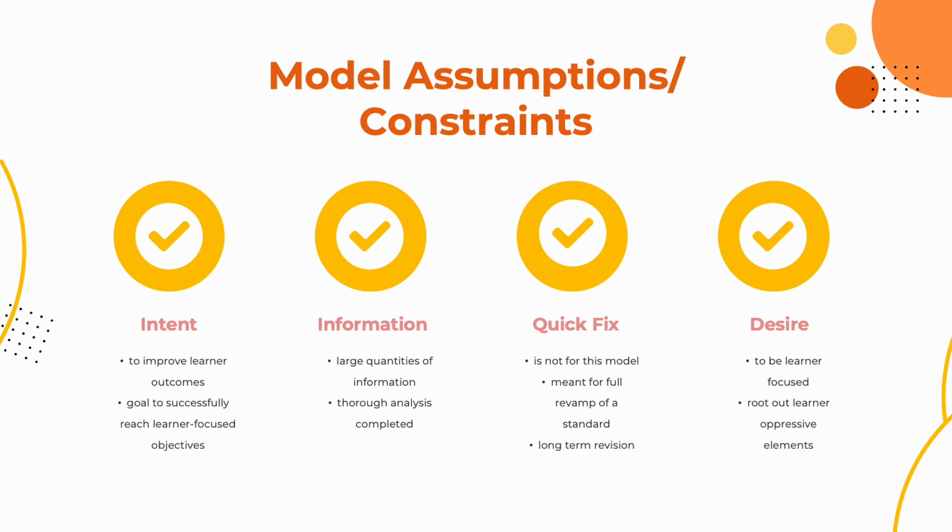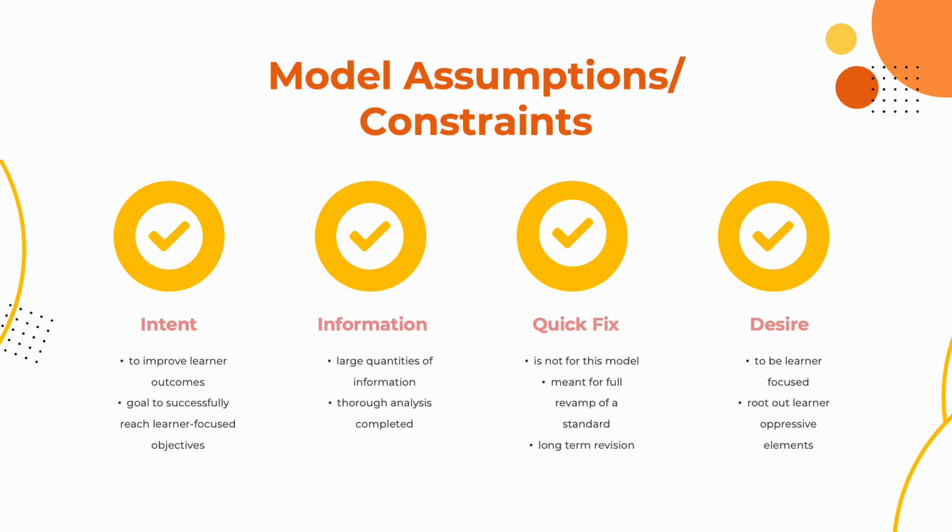This model has four assumptions and or constraints. The first being intent. This model is intended to improve learner outcomes. It is assumed that it would be used to successfully reach learner-focused objectives. The second being its information. It is assumed that you're going to be using large quantities of information and a thorough analysis will be completed through the process of this model.